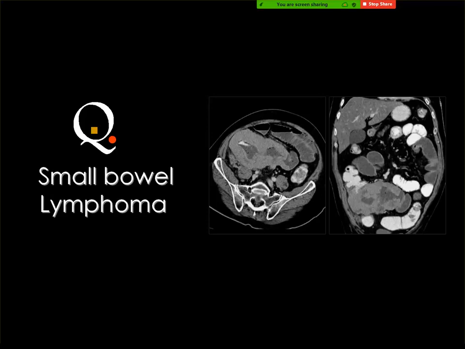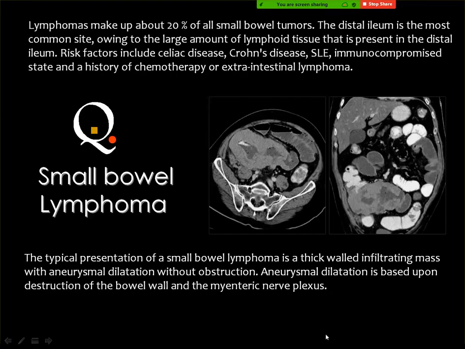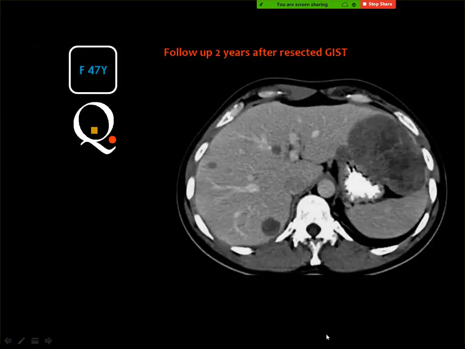Very good. And this is a small bowel lymphoma, a classic presentation, and you see a big mass with the orally administered contrast material passing through the mass, what is known as aneurysmal dilatation, and this is considered one of the classic appearances of lymphoma of the bowel.